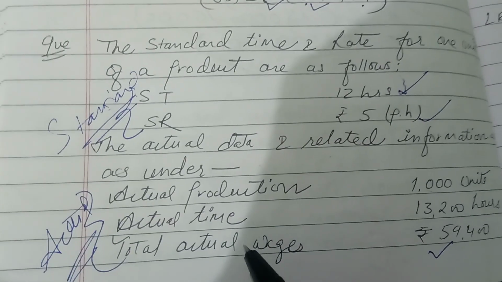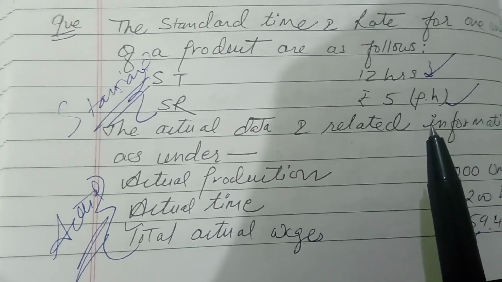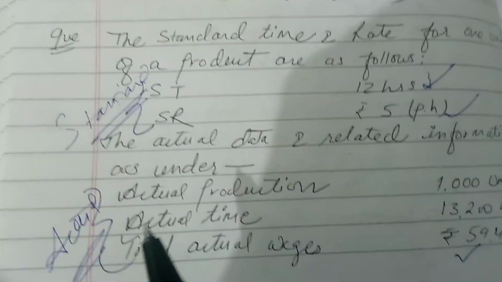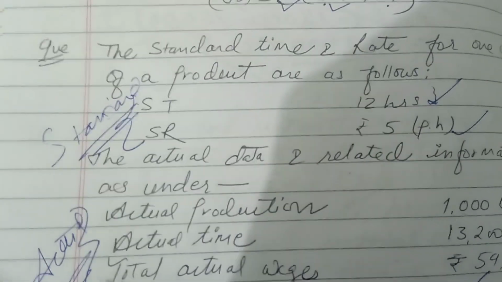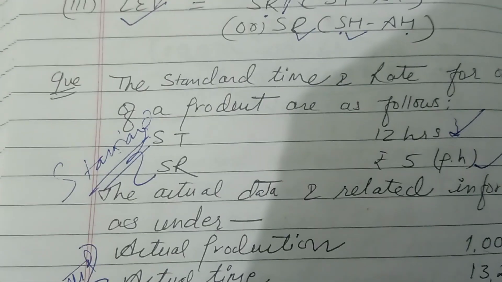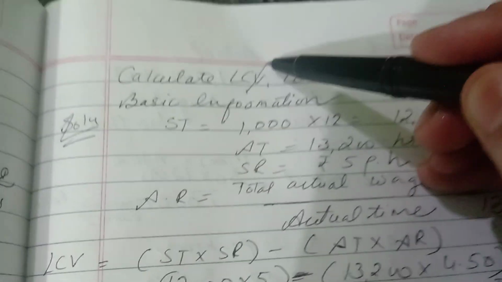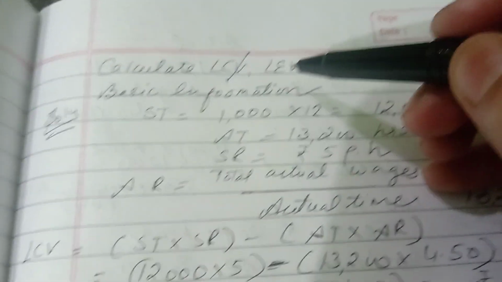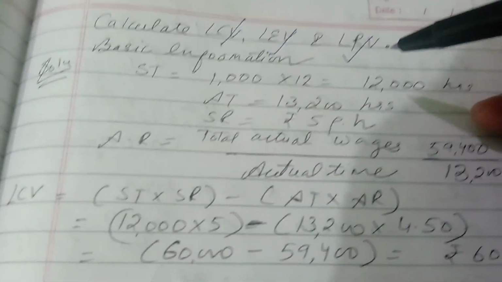Now we have to see whether there is any deviation related with the labor. So we have to check the difference between standard and actual labor. Now we have to calculate the LCV, the labor cost variance. Is there any variance related with cost, or the labor efficiency variance, or LRV, the labor rate variance?